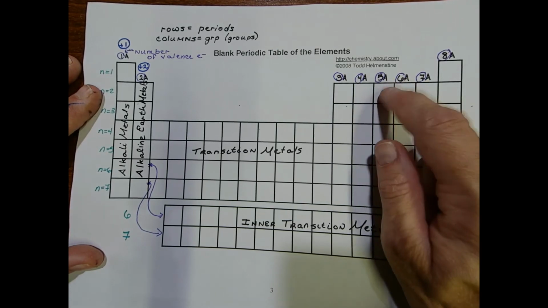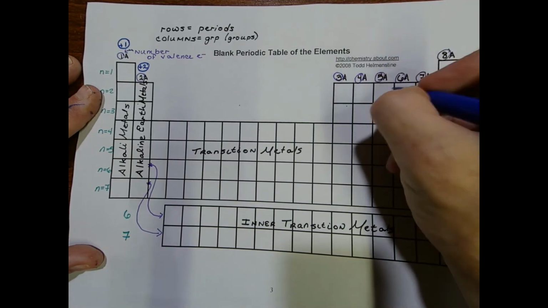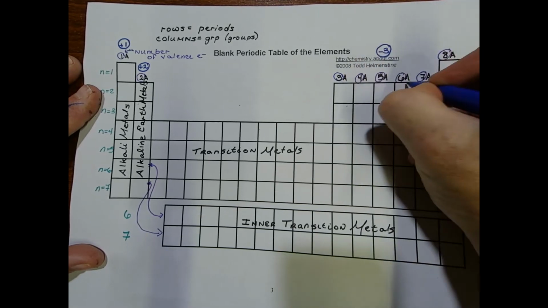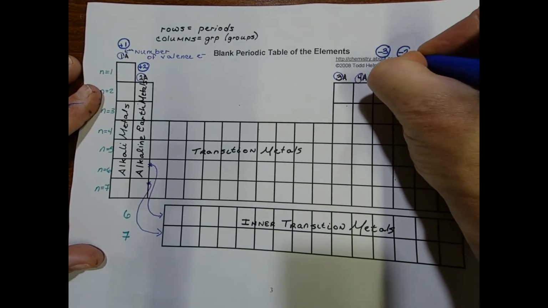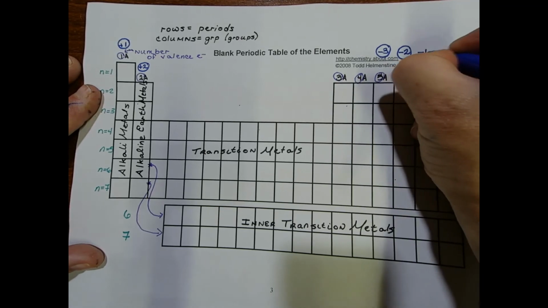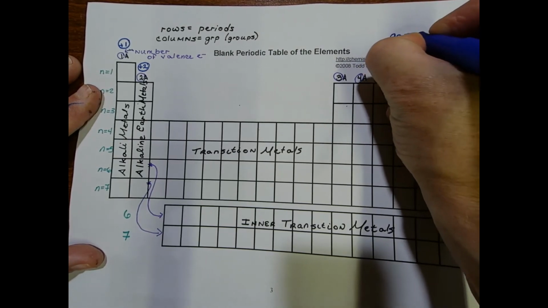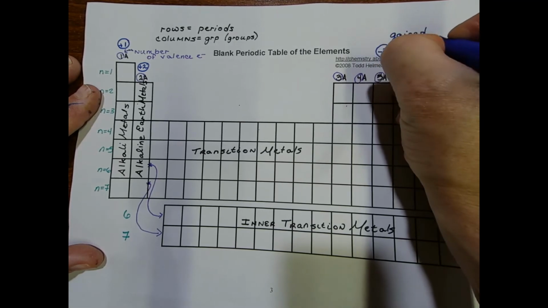So starting at group 5A, we can predict the charges again. For 5A, we're going to do a -3 charge. 6A, we're going to have a -2 charge. And 7A is going to have a -1 charge. When you have a negative charge, that means that the atom gained extra electrons. When you have a positive charge, like on the left side of the periodic table, that means they lost electrons. Sometimes I think of losers as being on the left.